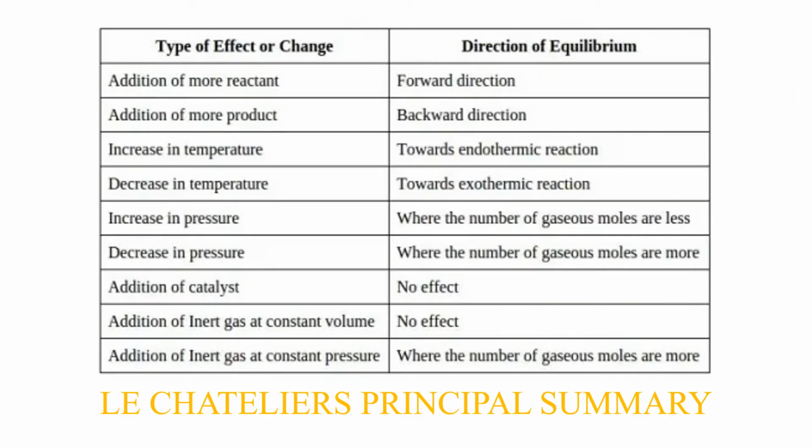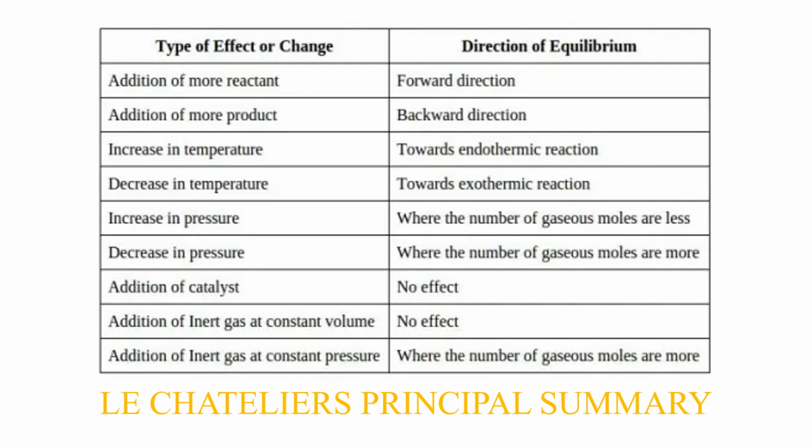Next, we have a Le Chatelier's principle summary. So, types of effector change: how will it affect the direction of equilibrium? Adding more reactant, forward reaction will be favored. Addition of more product, backward direction will be favored. Increase in temperature, reaction will proceed towards the endothermic reaction. If you decrease the temperature, it will proceed towards the exothermic reaction.